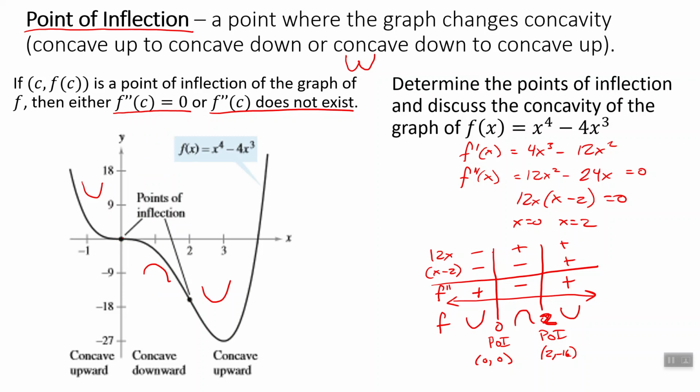All right, we could also write intervals for concave up and concave down like we did with increasing and decreasing. So we could say that we are concave up from negative infinity to 0 and from 2 to infinity, and that we are concave down from 0 to 2, like that.